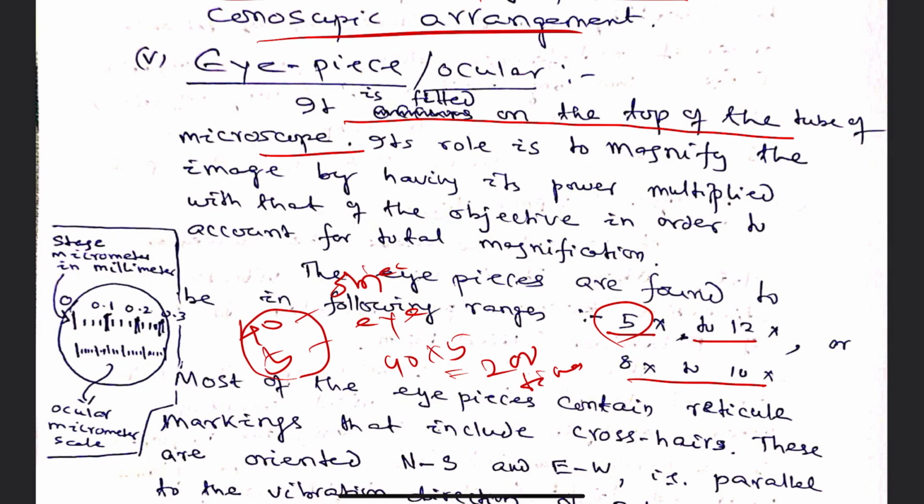So the objective and eyepiece are the two lenses which are used to magnify the size of the object on the stage in the form of an image that is identified by our naked eye.